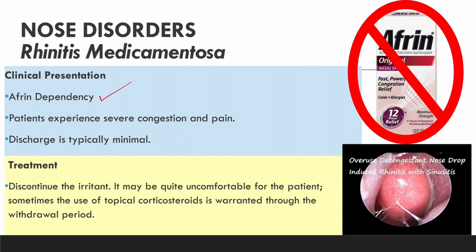So the treatment for that is to discontinue the irritant. I have seen several vignettes on this for standardized tests, so just be able to recognize it. You usually see something in the history, and the treatment is to discontinue the irritant. You can also use some topical corticosteroids to kind of get them through that withdrawal period.